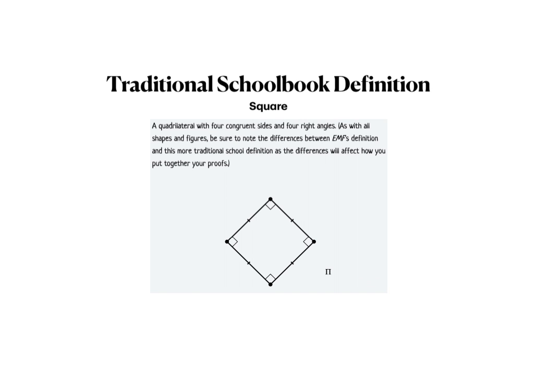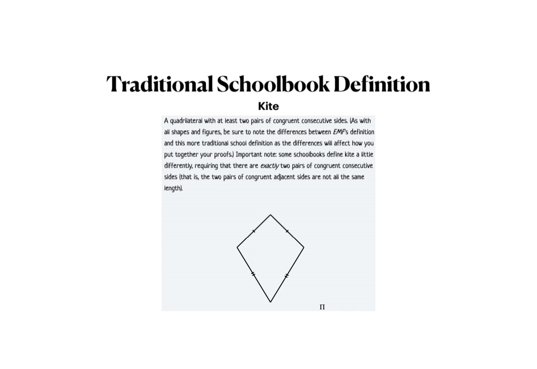Next, we look at a square. A square is a quadrilateral with 4 congruent sides and 4 congruent right angles. A kite is a quadrilateral with at least 2 pairs of congruent consecutive sides. Now, be really careful between books, especially with kites. Some traditional books allow a kite to be a rhombus, and some do not.